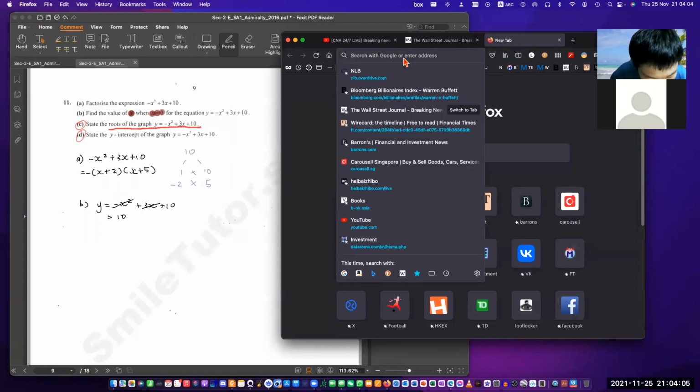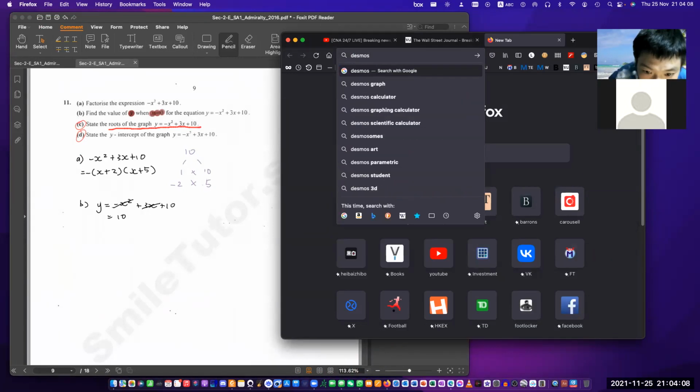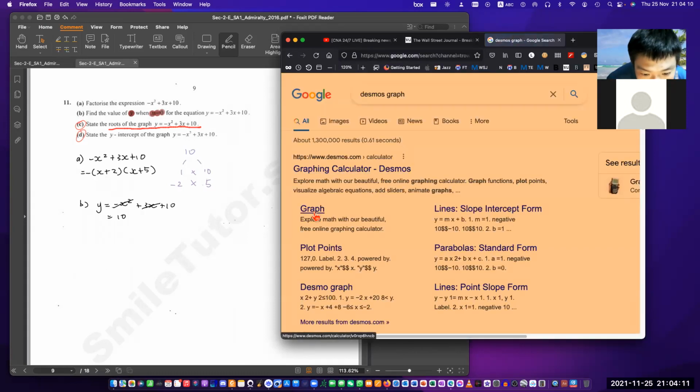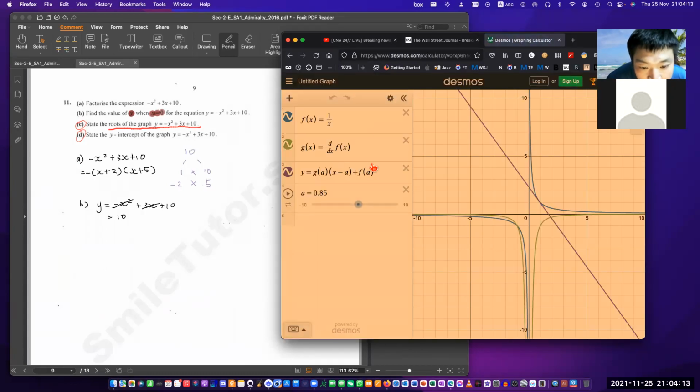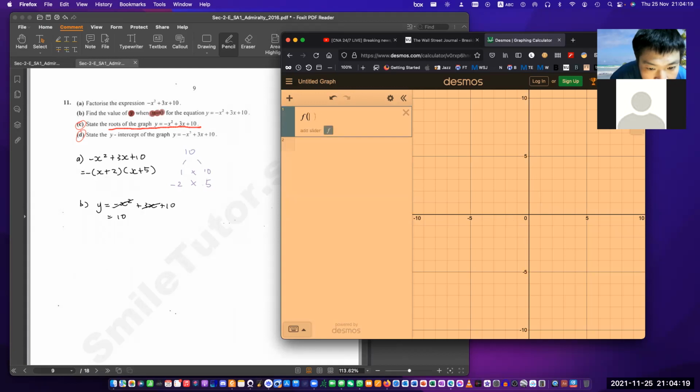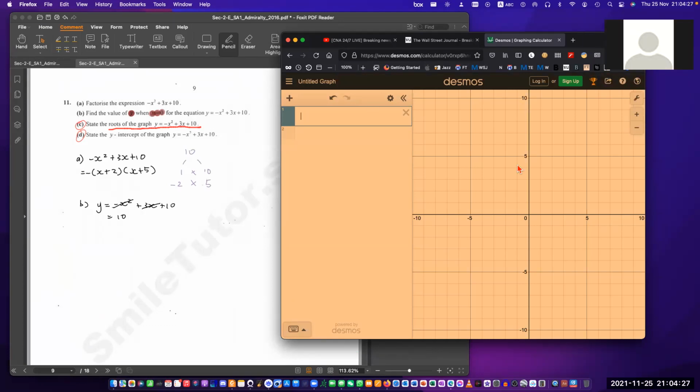Probably I have thought about you can actually make use of Desmos to help you out with the graphing of any equation. Let me just test one. You can see on the left is your homework, and on the right you should be able to see the website. So what I'm going to do is key in this graph: y equals minus x squared plus 3x plus 10.